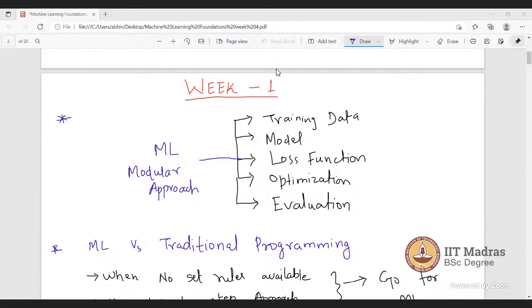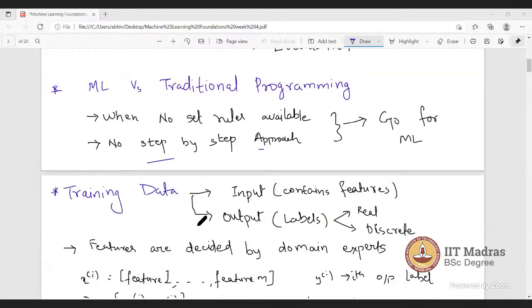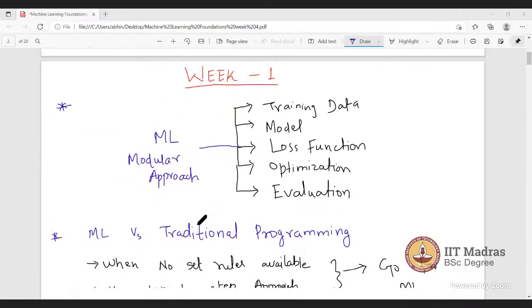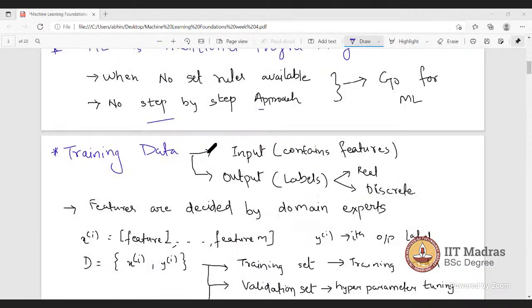Okay. So the next thing is the first part of the modular approach, that is training data. Training data is something on which we are going to build our model for machine learning problems. It contains input and output. Input is nothing but a set of features, or it may be a single feature that you provide to the model. These features are usually decided by domain experts.